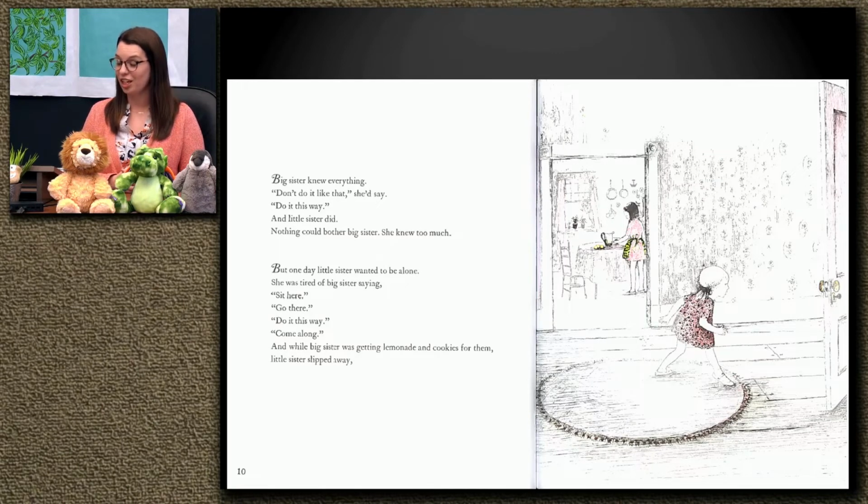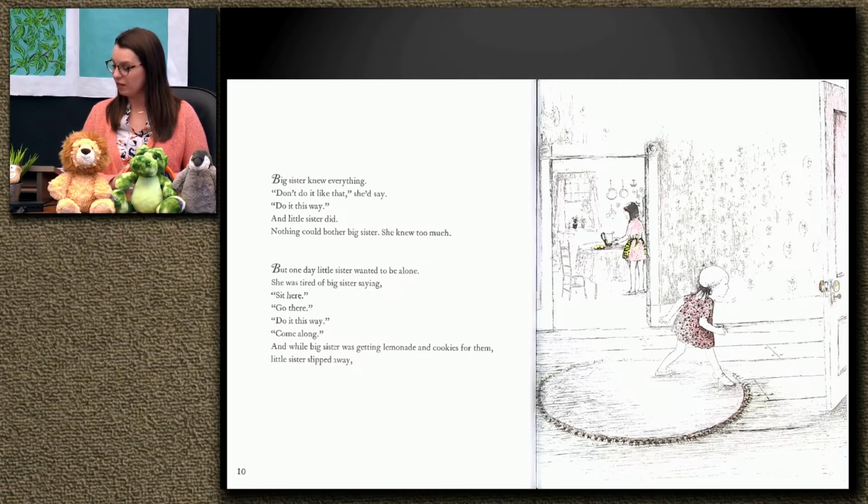Now, something has changed in the story. Little sister has a problem. Big sister seems to take care of little sister too much. And now little sister is tired of being bossed around and told what to do and how to do it. This seems like a very real problem. This is a problem that I experienced as a little sister and a big sister. And it's a problem that I see all the time with my kids. Now, little sister decides to solve the problem by running away.